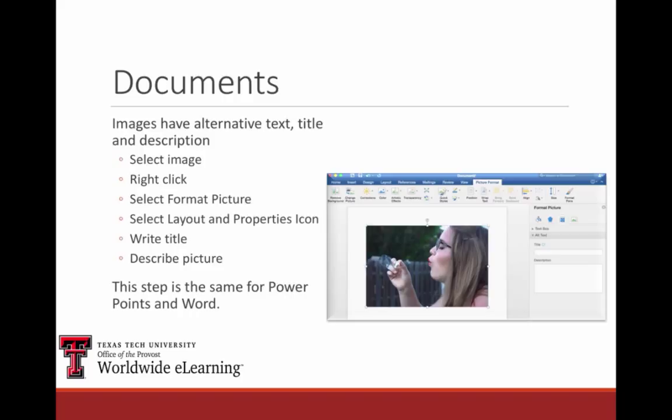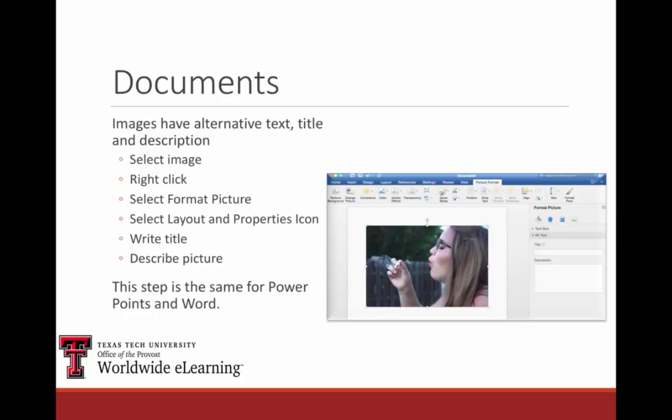In order to add your alt text to your image, all you have to do is select the image. Then, right-click, select Format Picture, select the Layout and Properties icon. It is the third icon from the left. Write your title, and then describe your picture. The same steps are used for PowerPoint and Word. Be sure that your description consists of 140 characters or less. This is as long as a tweet on Twitter.